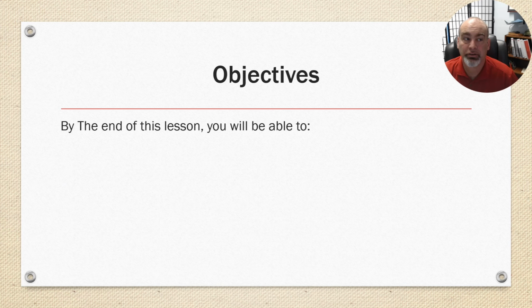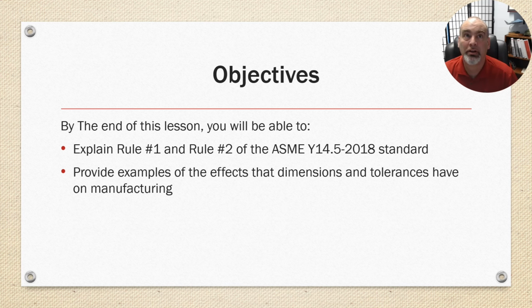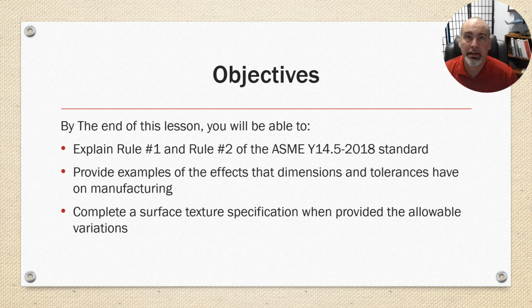Moving on, you're also going to be able to explain rule number 1 and rule number 2 of the ASME Y14.5-2018 standard. Lucky for you, there's only 2 rules. Provide examples of the effects that dimensions and tolerances have on manufacturing. Complete a surface texture specification when provided the allowable variations.